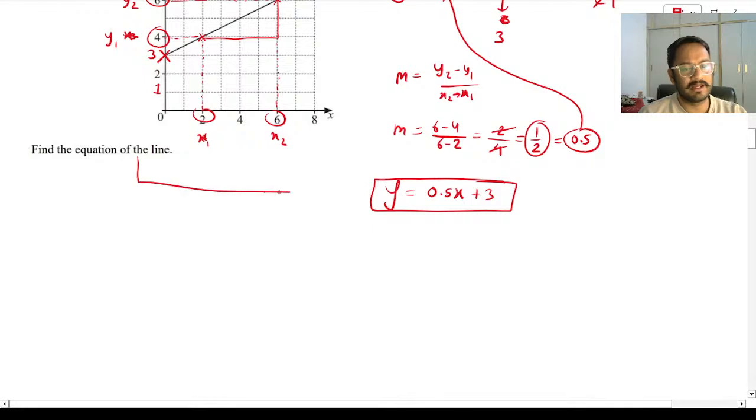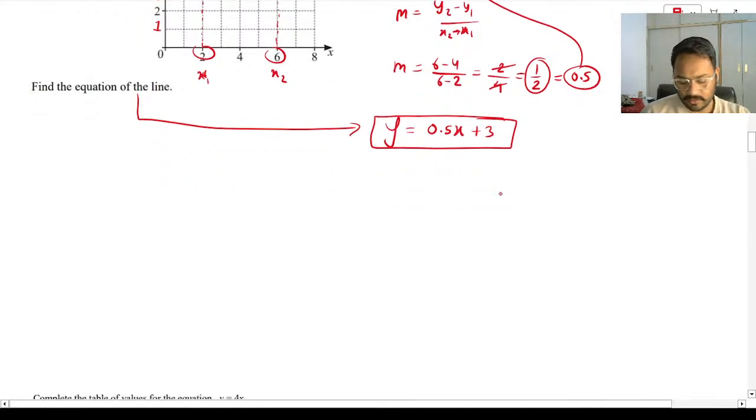Now you got the equation of the line. So the equation of the line will be y equal to minus 0.5x plus 3, right?